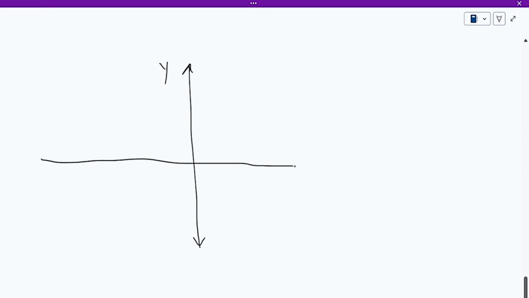Now let's say we have the x-axis and the y-axis. This is the y-axis and this is the x-axis. Now what I'm asking is, if I ask for the point (2, 0), can you write where it is? This is 1, this is 2. So this is representing (2, 0).